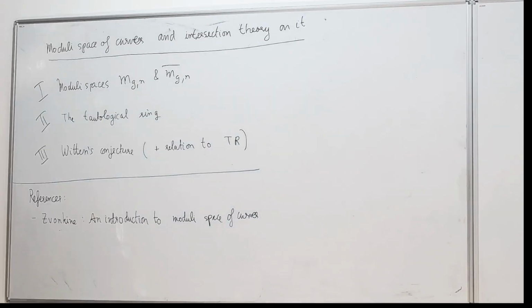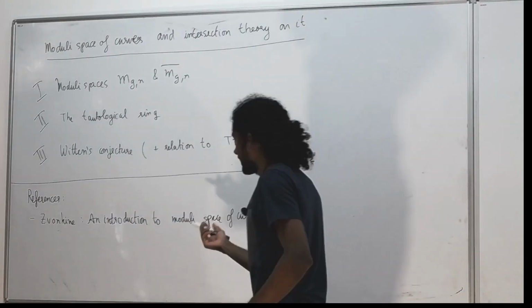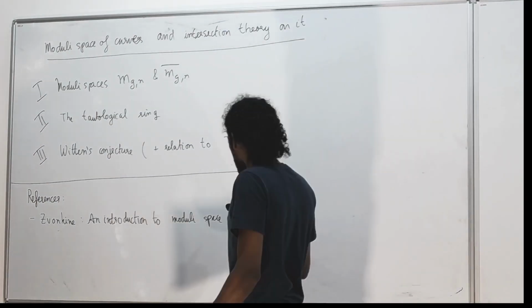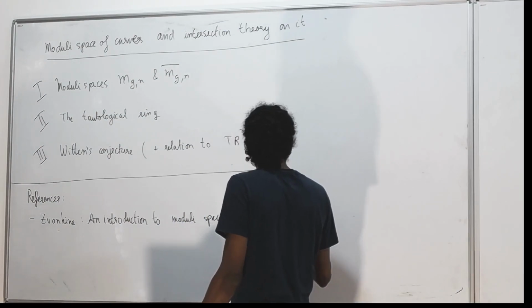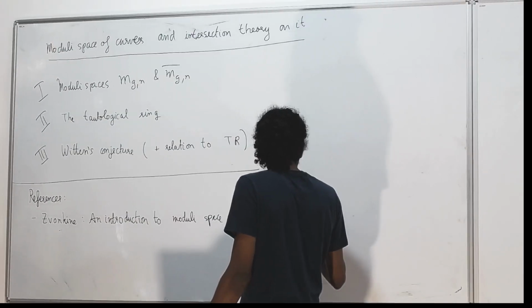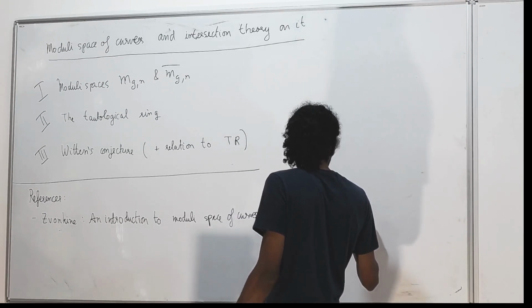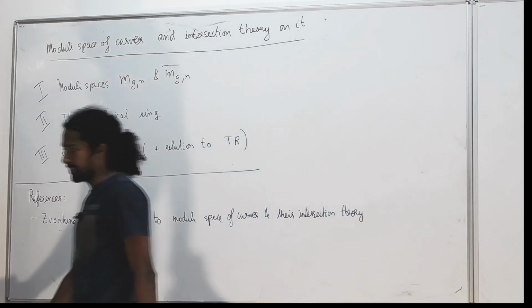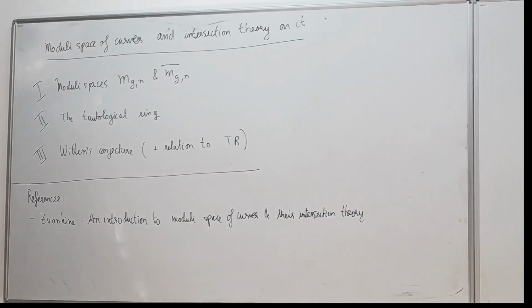So I was in the middle of writing references. More or less, I'll follow an easier version of Zvonkine's notes, called An Introduction to the Moduli Space of Curves and Its Intersection Theory. If at some point you get really annoyed with me that I'm not giving you enough details, I'm very sketchy, just go and read Zvonkine. That's a lot better.